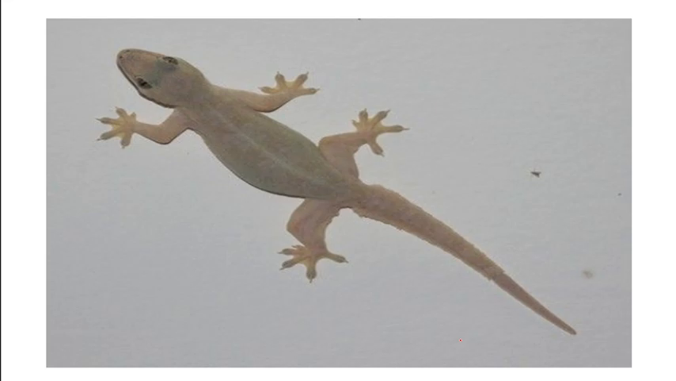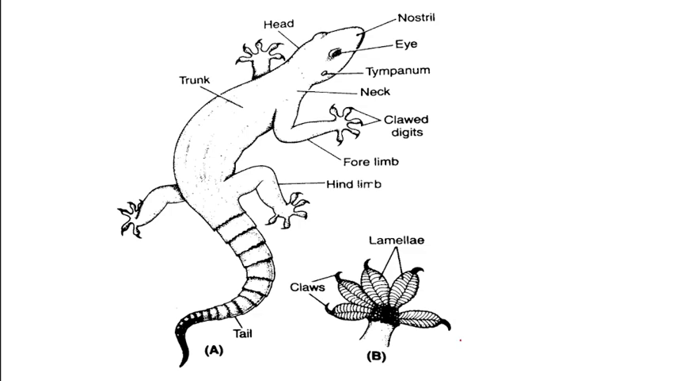Lizard, this is how it looks, and this is the diagram. You can see the nostril here. This is the eye. This region is the tympanum, neck, clawed digits, forelimb, hind limb. These are the lamellae in the claw. These are the claws. These are the lamellae. This is the tail, and this region is called the trunk. This is the head.